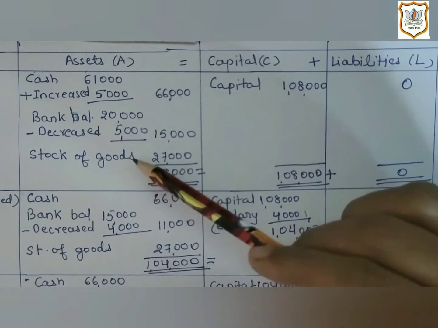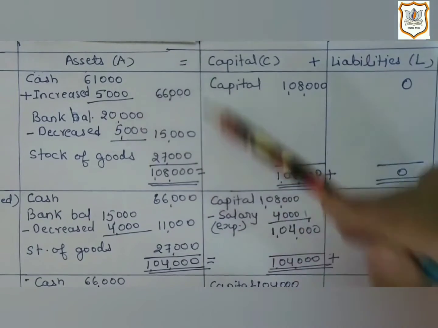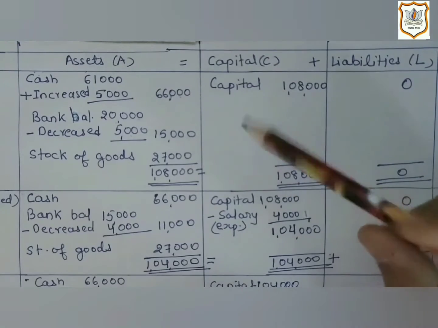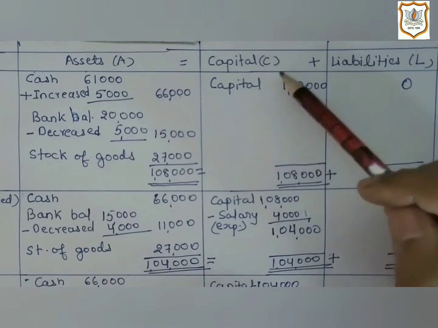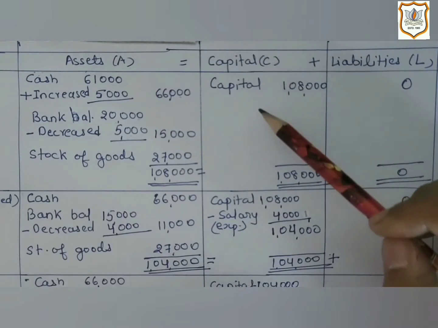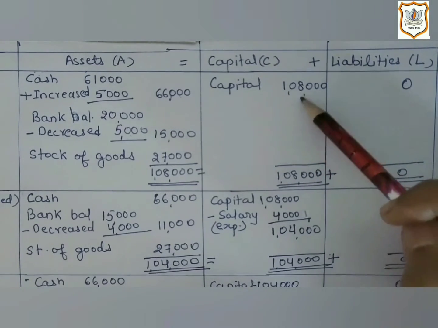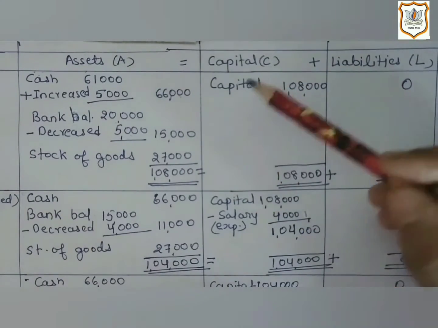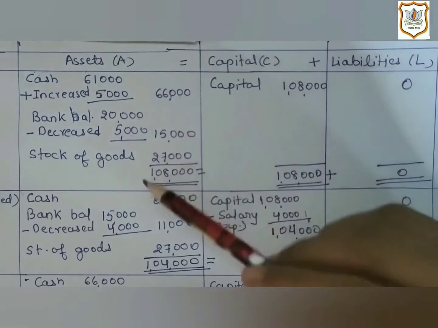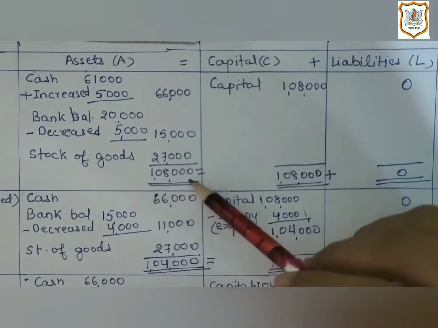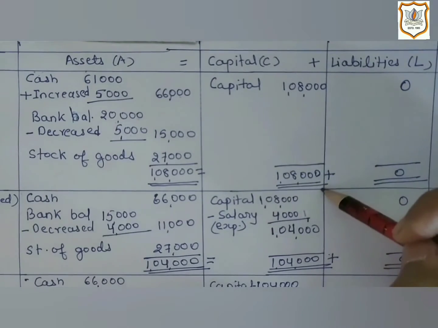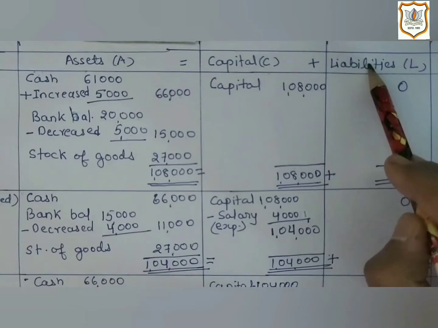Stock of goods would remain the same at 27,000 and now our total asset is 1,08,000. Now let's see its impact on the other side, that is on the capital plus liability side. Here our capital will remain the same at 1,08,000 and there is no liability yet. So in this way our accounting equation is satisfied again. Here on the asset side the amount is 1,08,000 and the total of capital and liability is also 1,08,000. So A equals C plus L.